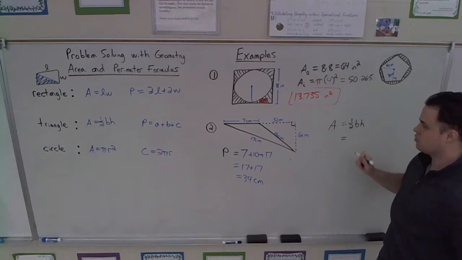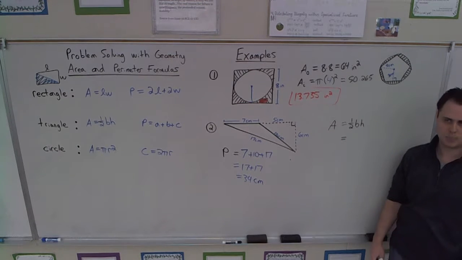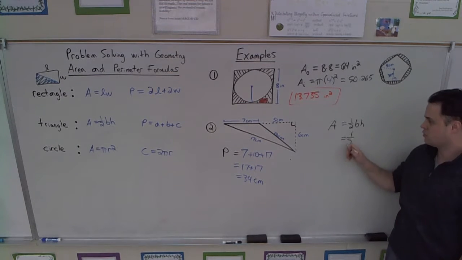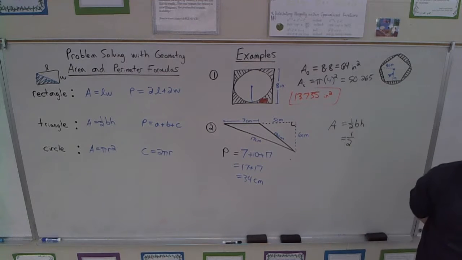So that's where you start, write out the formula, right? And you say, well, half is half. There's nothing to plug in there, it's not a variable. And what's the base of this triangle? So now you got to think. It is 7, good choice, guys.